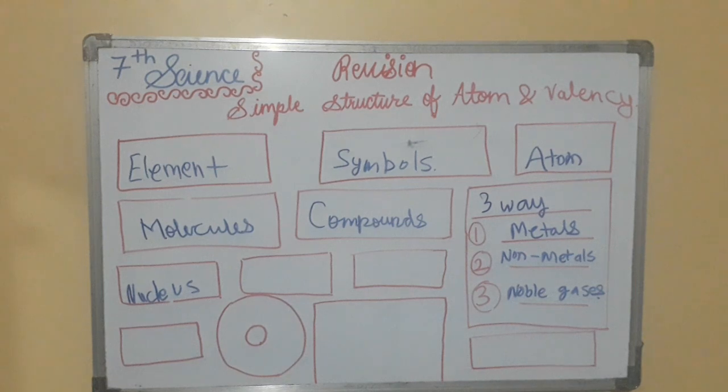It is a very small region located within the atom. It consists of protons and neutrons. The protons and neutrons are collectively called nucleons. This is neutron plus proton, and this whole is called nucleons or nucleus. It is positively charged.